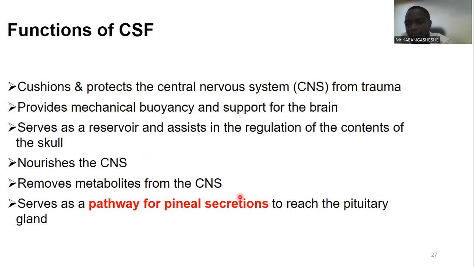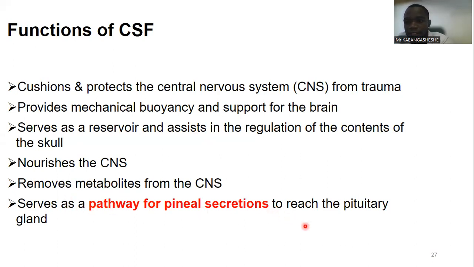Then it removes metabolic waste. Okay, when nerve cells are done with their metabolic functions, waste will flow into the cerebrospinal fluid, which later on connects with venous blood. Same with lymph. Lymph also is connected with venous blood. Then it has to be taken to the heart. Then the heart pumps that blood to the kidneys for excretion of waste metabolites.